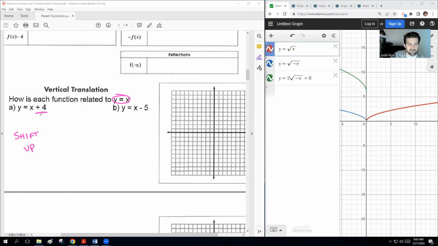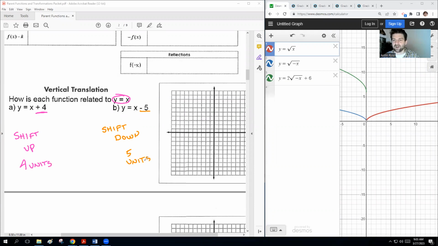And we're going to be specific now. We're going to say 4 units. All right. And then this one here, we got -5. So that's, again, just changing the function at the end. All right, so this is a shift down 5 units.